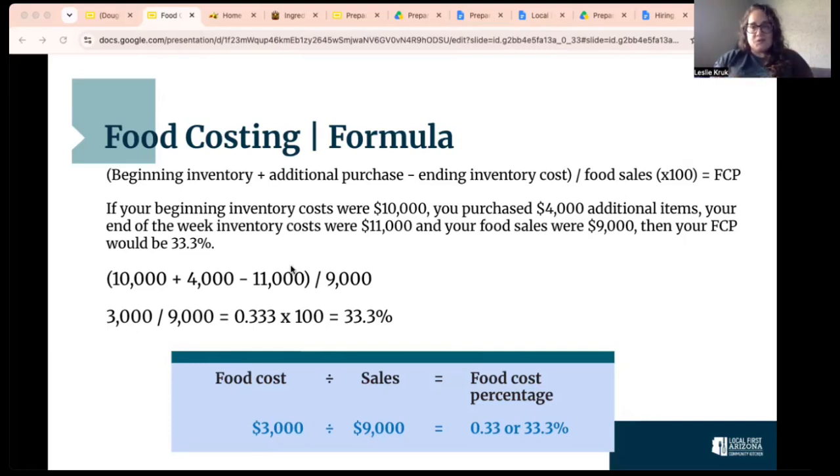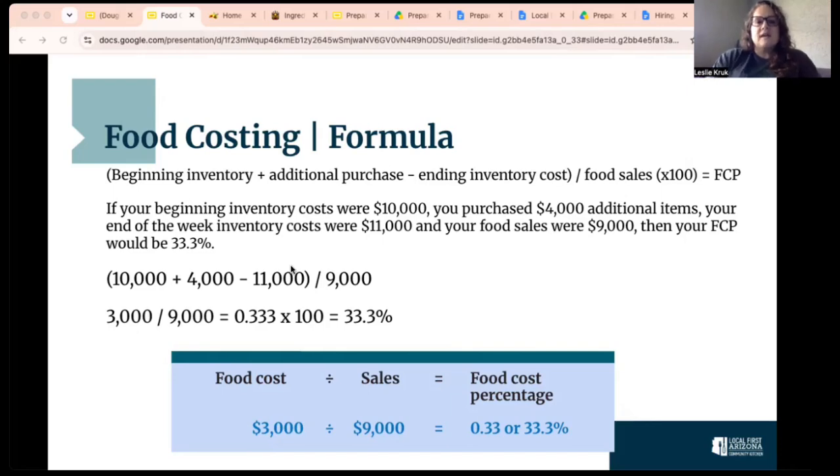So $3,000 worth of inventory was utilized that resulted in $9,000 worth of food sales at the end of the week. So take the food cost, the $3,000 of inventory goods, divided by the sales, or the $9,000 in food sales that week, and that's going to equal our food cost percentage. So 3,000 divided by 9,000 equals 0.33, or 33.3%, which is really similar to being in line to our breakdown of that 30%.